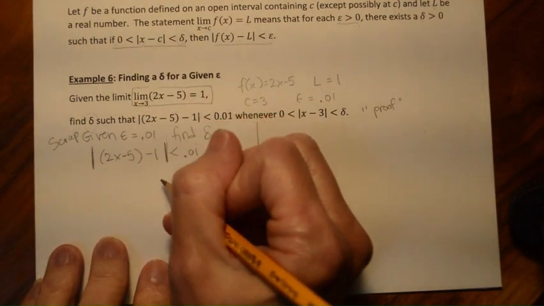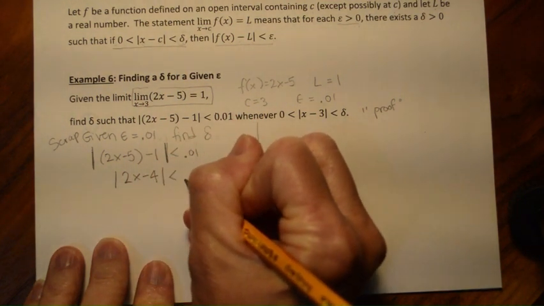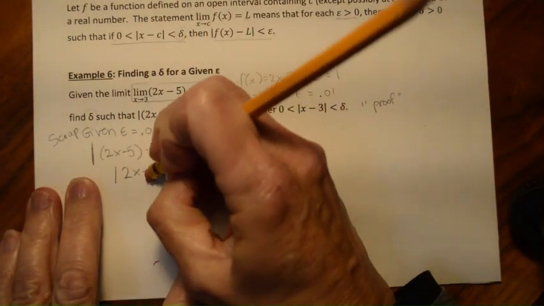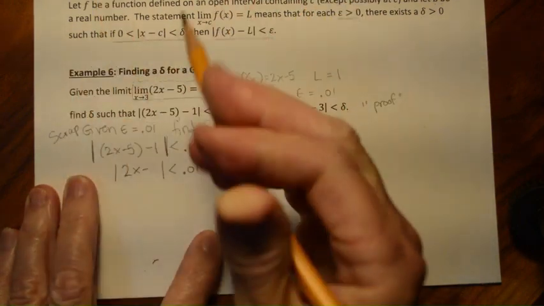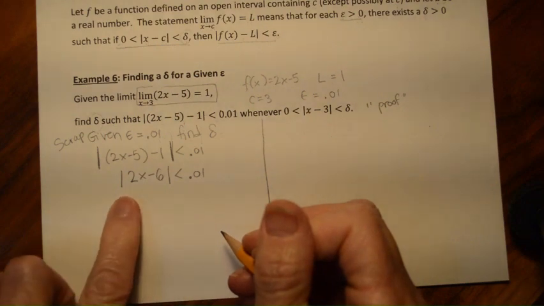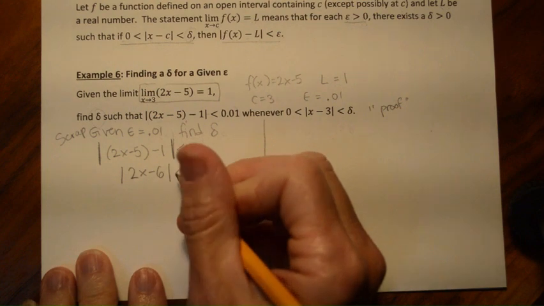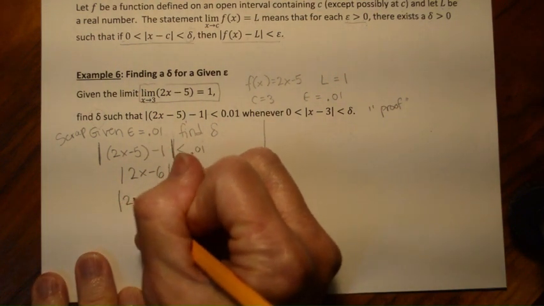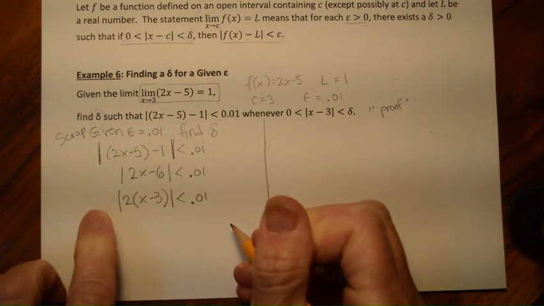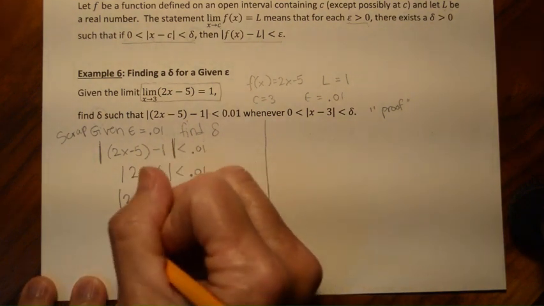Hopefully you would say, well, I would just combine like terms, and so this would become 2x minus 4 is less than 0.01. Nope, I'm totally kidding there. 2x minus 6 is less than 0.01. Now I see that they both have a 2 in common. I'm going to do more steps this time than we normally will. So I'm going to write this as 2 times x minus 3 is less than 0.01. Eventually you're not going to do that step, and you're just going to break this up.